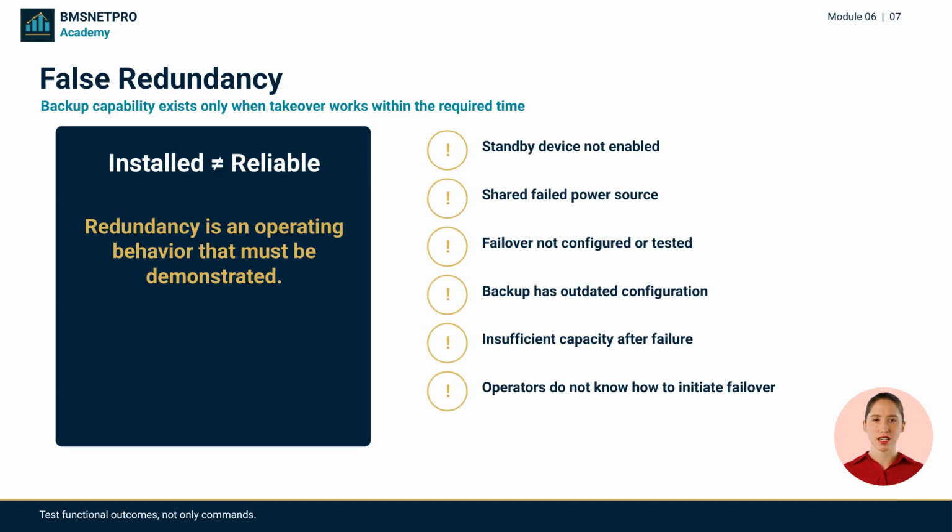False redundancy occurs when the backup exists on paper but cannot take over the required function. It may be disabled, share a failed power source, contain outdated software, have insufficient capacity, or require an operator action nobody practiced. Redundancy must be proven by a functional test.